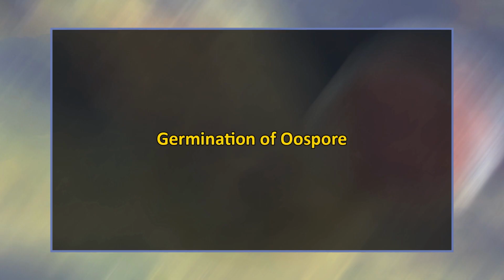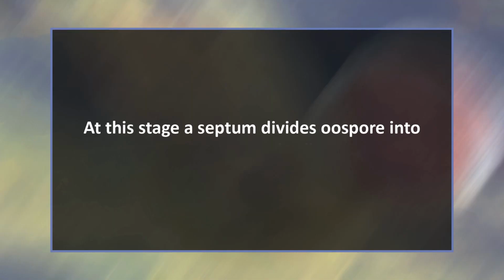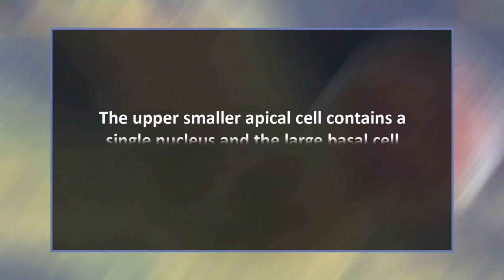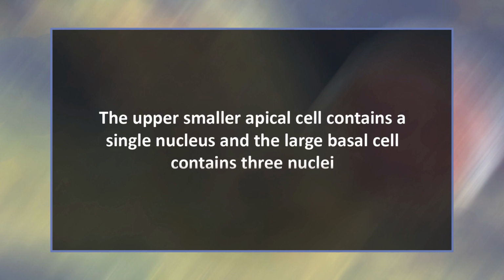Now let's talk about germination of the oospore. The oospore germinates when favorable conditions appear. The diploid nucleus present in the apical colorless region divides by meiosis, forming 4 haploid daughter nuclei. At this stage, a septum divides the oospore into 2 unequal cells. The upper smaller apical cell contains a single nucleus and the large basal cell contains 3 nuclei. The 3 nuclei of the basal cell degenerate gradually.